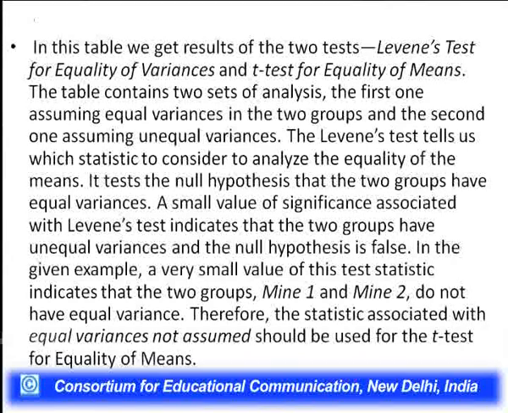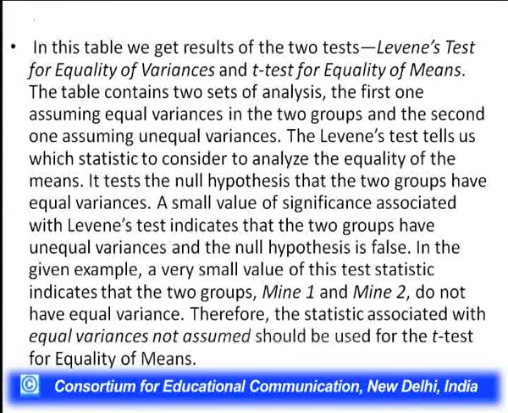The table contains two sets of analysis. The first is assuming equal variances in the two groups and the second one assuming unequal variances. Levene's test tells us which statistics to consider to analyze the equality of means. It tests the null hypothesis that the two groups have equal variances.